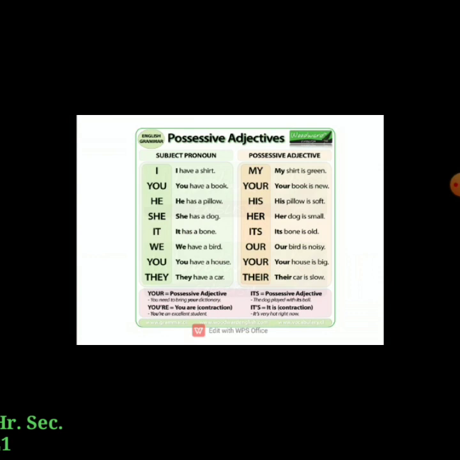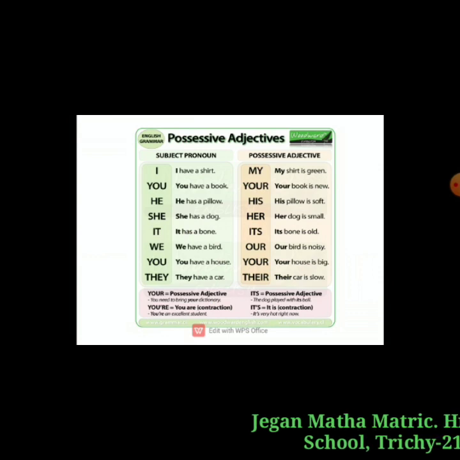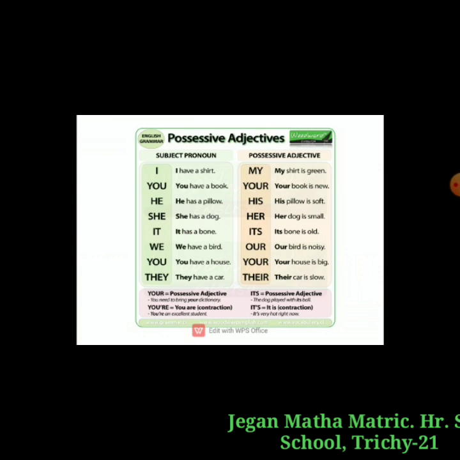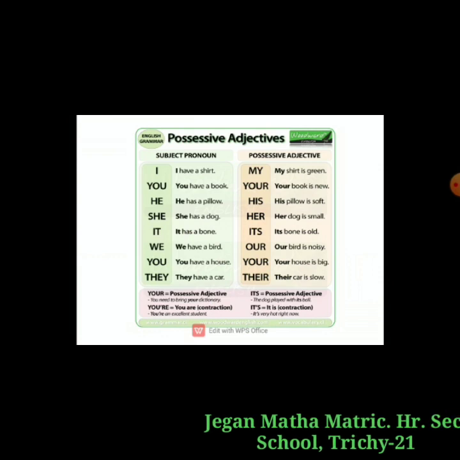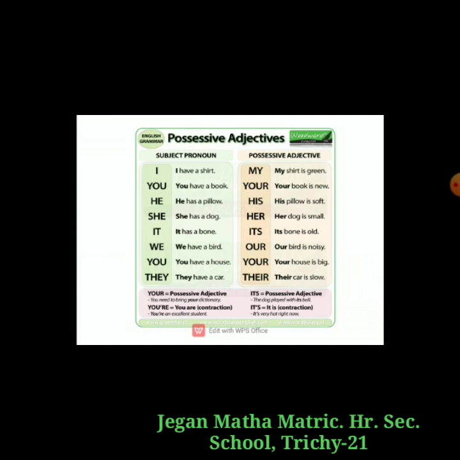You have a book. You is a subject pronoun. Your book is new. Possessive adjective. He has a pillow, he is a subject pronoun. His pillow is soft, possessive adjective. She has a dog, she is a subject pronoun. Her dog is small or big, so that's a possessive adjective. It has a bone, subject pronoun. Its bone, it's old, it is a possessive adjective.